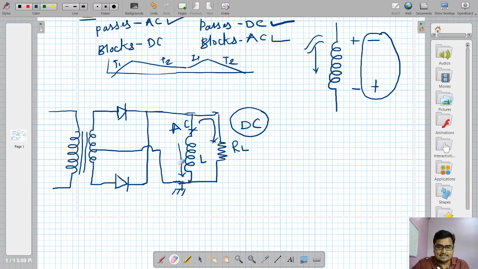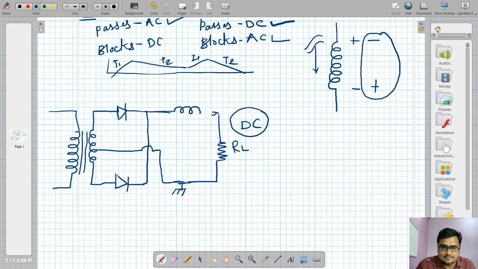That's why this inductor is always connected in series. So let me connect the inductor in series. Now check: if the inductor is connected in series, all the DC components will get passed towards the load resistor through the inductor, and whatever AC components are there will get blocked. That's what we want: DC components pass towards the load resistor, and AC gets blocked right there.